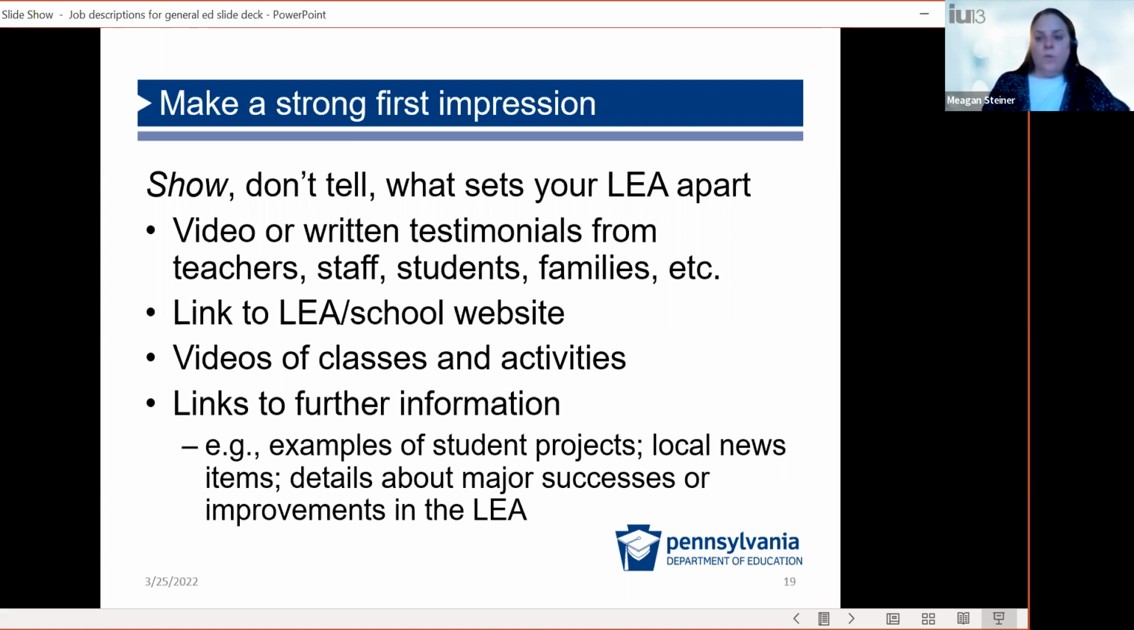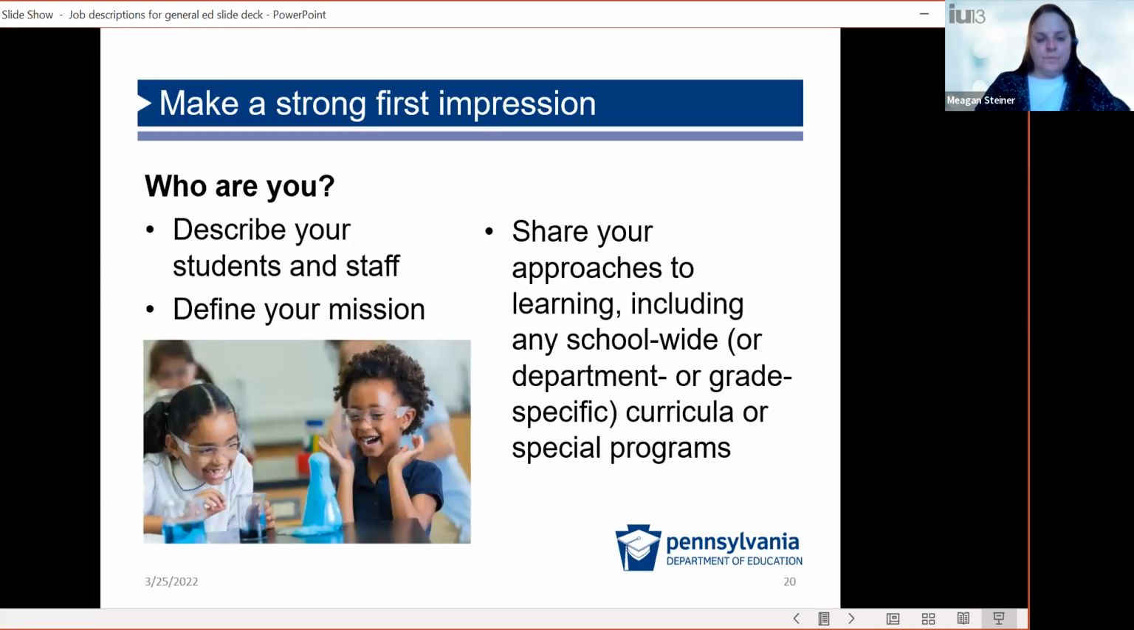A link to the LEA or school website, videos of classes or special activities, and links to further information that can help show who you are, like examples of student projects, local news items about the school, details about major successes or improvements in the LEA. Be clear about who you are. So as folks mentioned earlier in the chat, describe who your students and staff are, define your mission, share your approaches to learning, including any school-wide or department-wide or grade-specific curricula or special programs.